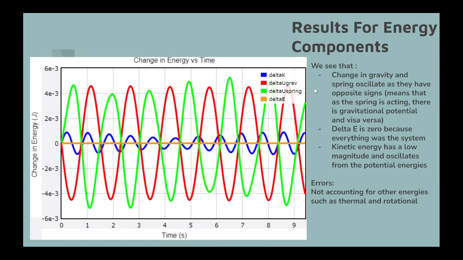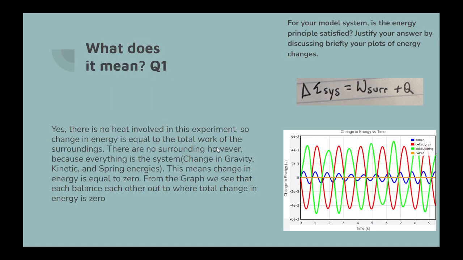For our energy components, the changes in gravity and spring energy oscillate between each other, and kinetic energy has a low magnitude. Most importantly, we see that delta E is 0, which is exactly what we want. Errors that account for this are probably not accounting for other energies such as thermal or rotational, but it's 0.